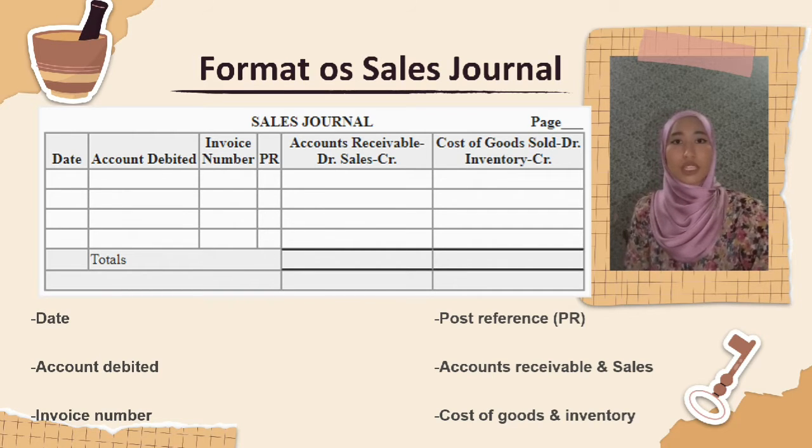The third one is invoice number, where the sales invoice number is written in this column. The fourth one is post reference, where the entries in the sales journal are posted on a daily basis to relevant accounts in the accounts receivable subsidiary ledger. The post reference is used to enter account numbers of individual accounts in the accounts receivable subsidiary ledger in which the entries are posted. The next one is accounts receivable and sales. In this column, the net amount receivable from the customer is written. Lastly is cost of goods sold and inventory. In this column, the cost price of the merchandise sold is entered.